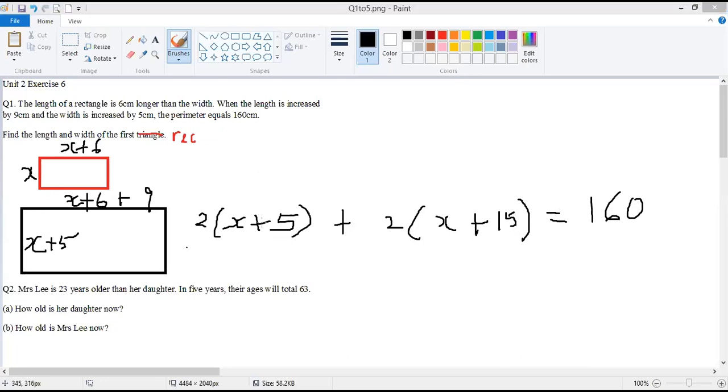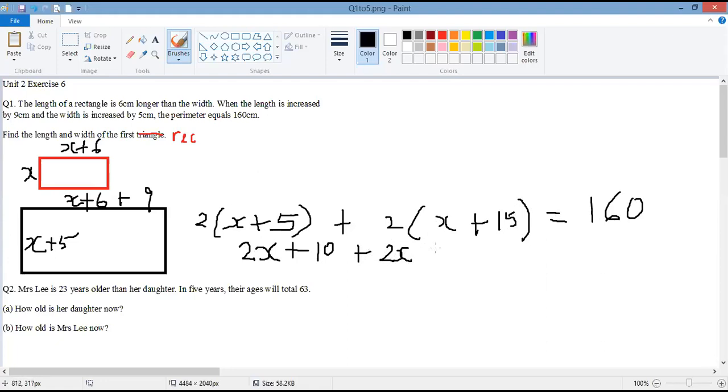Okay, equals to 160. So now you can remove the bracket. So you multiply 2 inside the bracket. So you got 2x, then 2 times 5, you got 10. Then the same thing, you can use 2 times x, then you remove the bracket. Then 2 times 15, you got 30, equals to 160. So you got 4x. Now you can collect the like terms. So 2x plus 2x, you got 4x plus 10. 10 plus 30, you have 40, equals to 160.